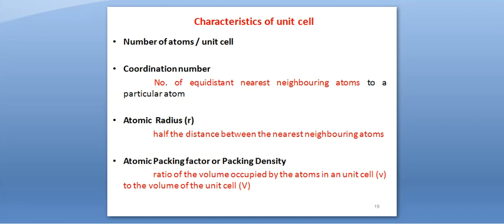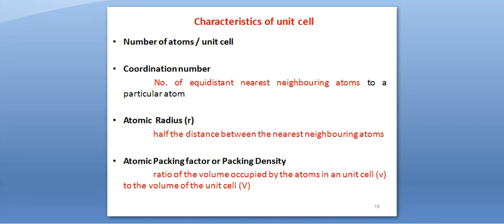Coordination number is the number of nearest neighbor atoms to a particular atom. Suppose we consider the simple cubic system, and consider one atom as the particular atom. There are several nearest neighbors available. How many nearest neighbors are available is known as the coordination number.